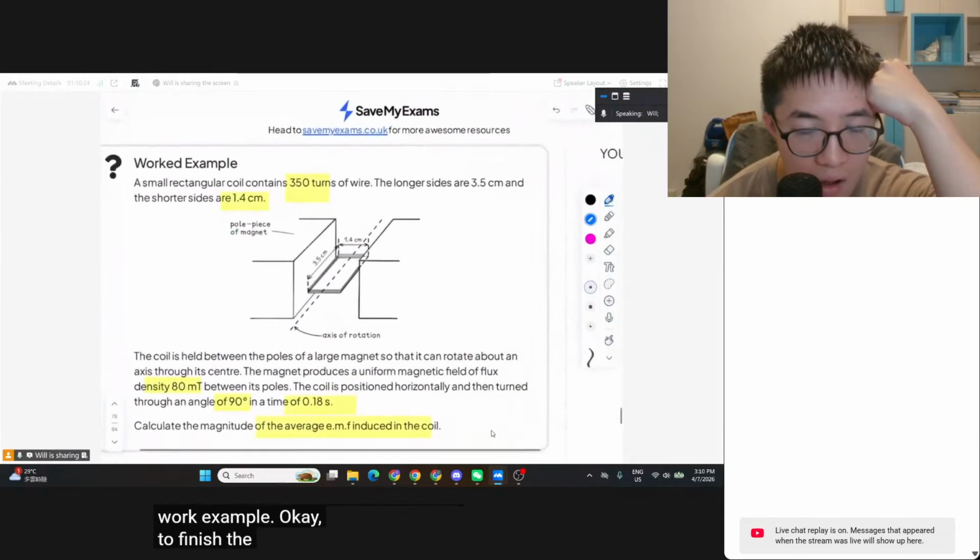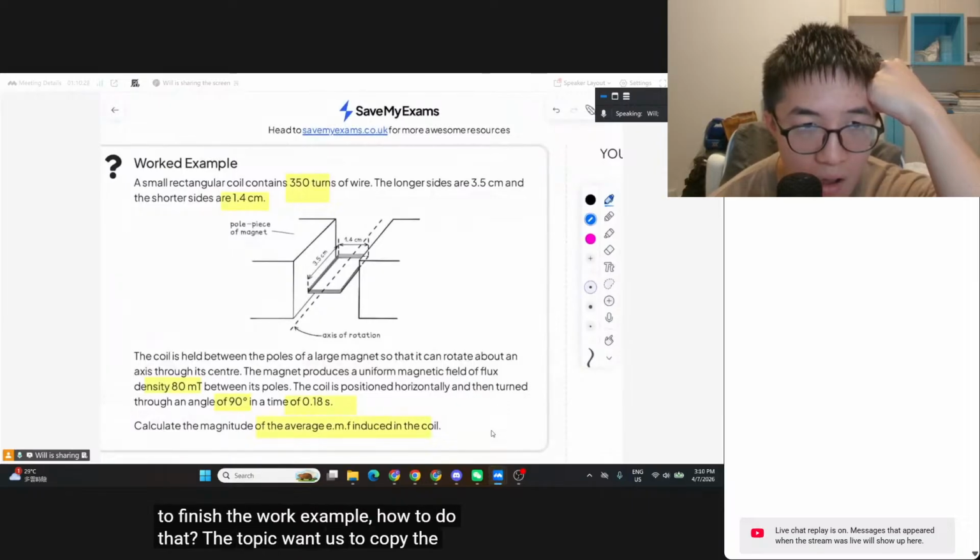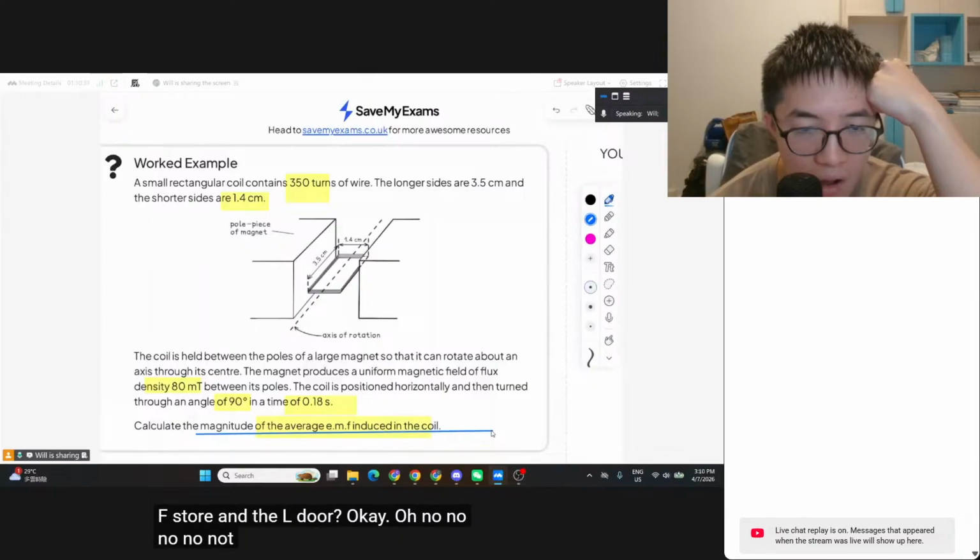Okay, to finish the example, how to do it? The question wants us to compute the magnitude of the average EMF induced in the coil. How do we use Faraday's law and Lenz's law? No, not Lenz's law. Only use Faraday's law to compute the magnitude of the average EMF induced in the coil. How to do it? Think about it.